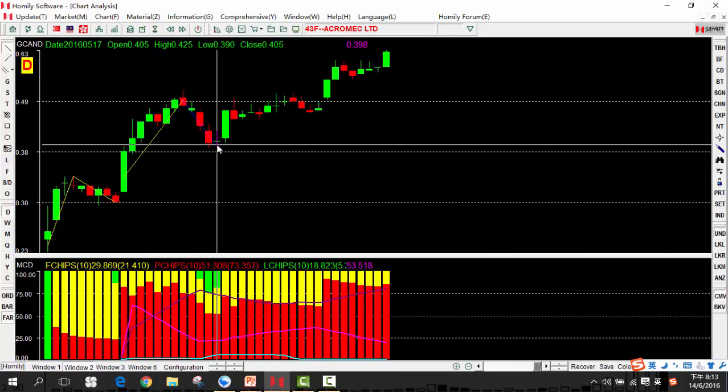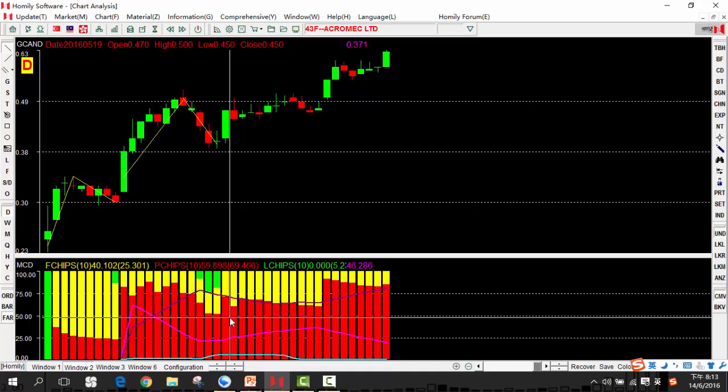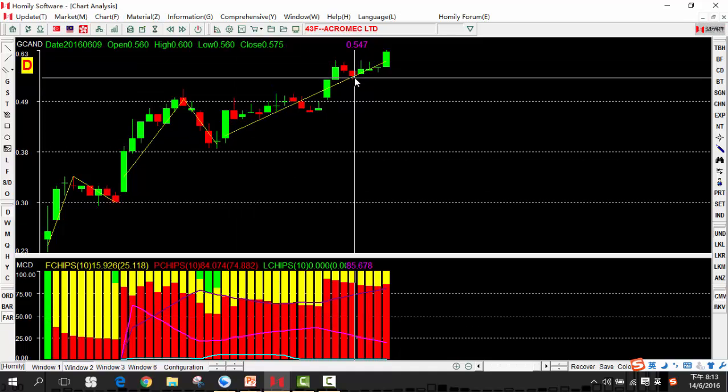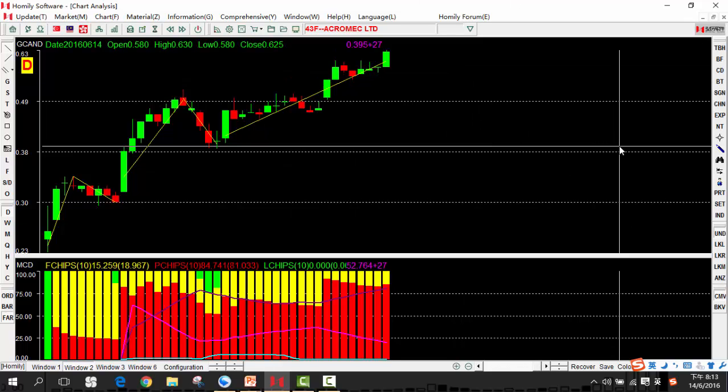Then it goes down again, right? Then about 50 again. So here is another buy point. Then you can catch some good profit in stocks. Okay. So we can see the next one.